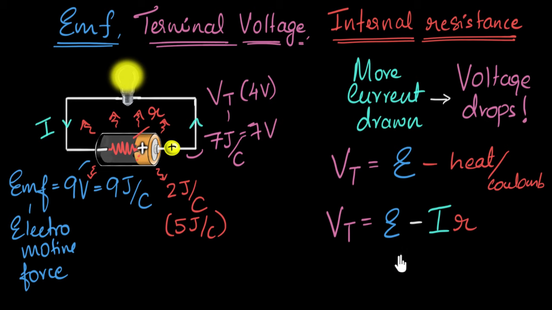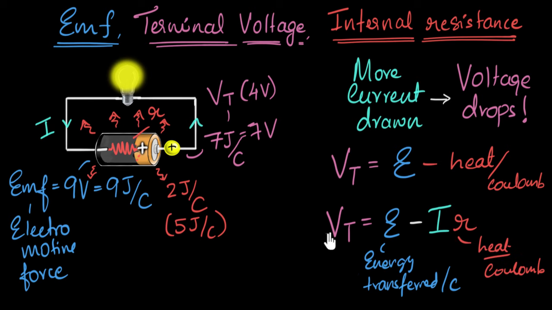Hopefully, this equation now makes a lot of sense to you. This is the energy transferred by the battery per coulomb. This is the heat energy lost per coulomb. And the terminal voltage is the net energy gained per coulomb as it goes from here to here.